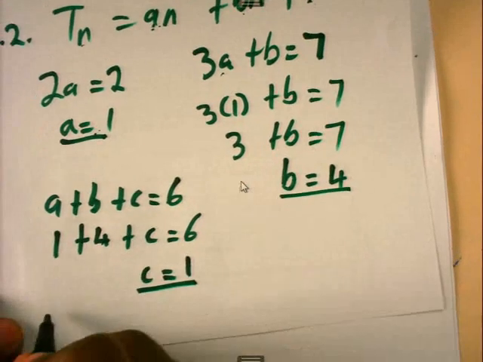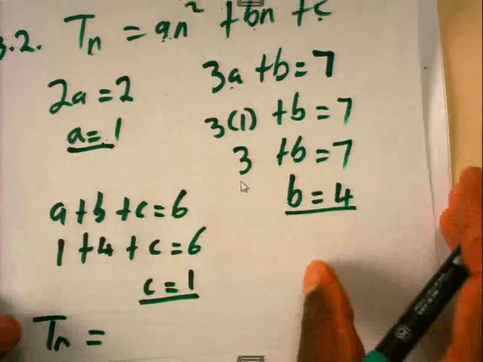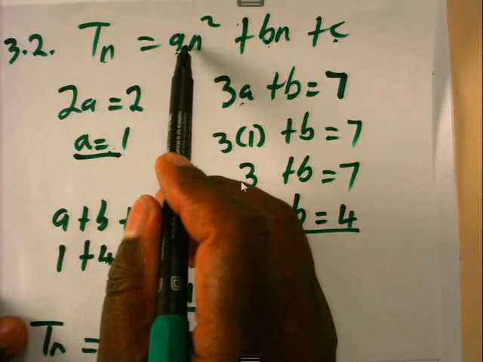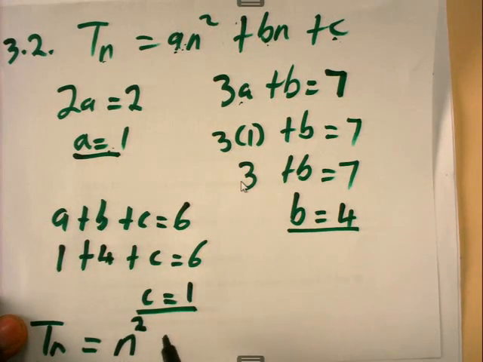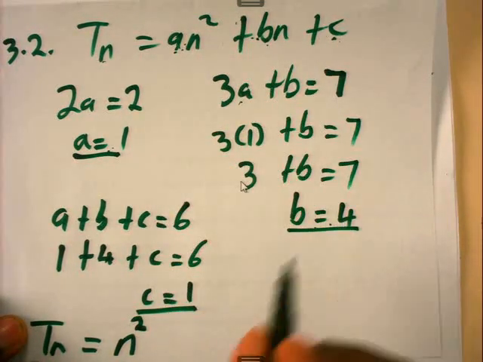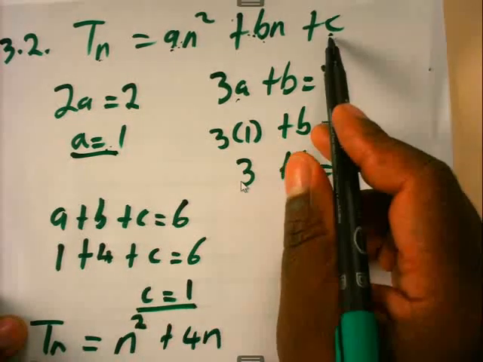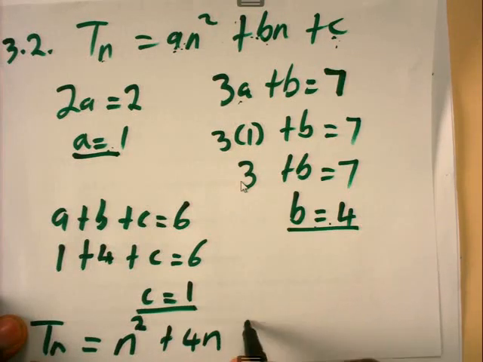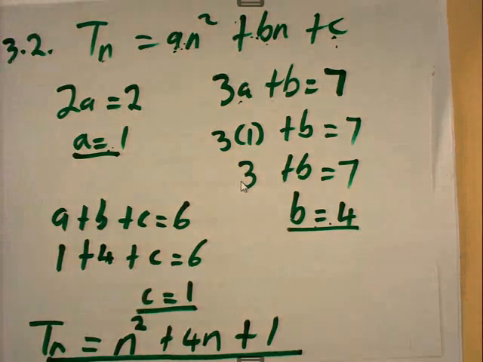Therefore, what does that mean? It means the nth term of the pattern is an squared. Remember, it's an squared. So we've got the value of a. Our a here is 1, so we've got n squared. b is 4, plus bn. Substitute b by 4, then you've got 4n. c is 1, then you've got plus 1. So the nth term of the sequence is n squared plus 4n plus 1.